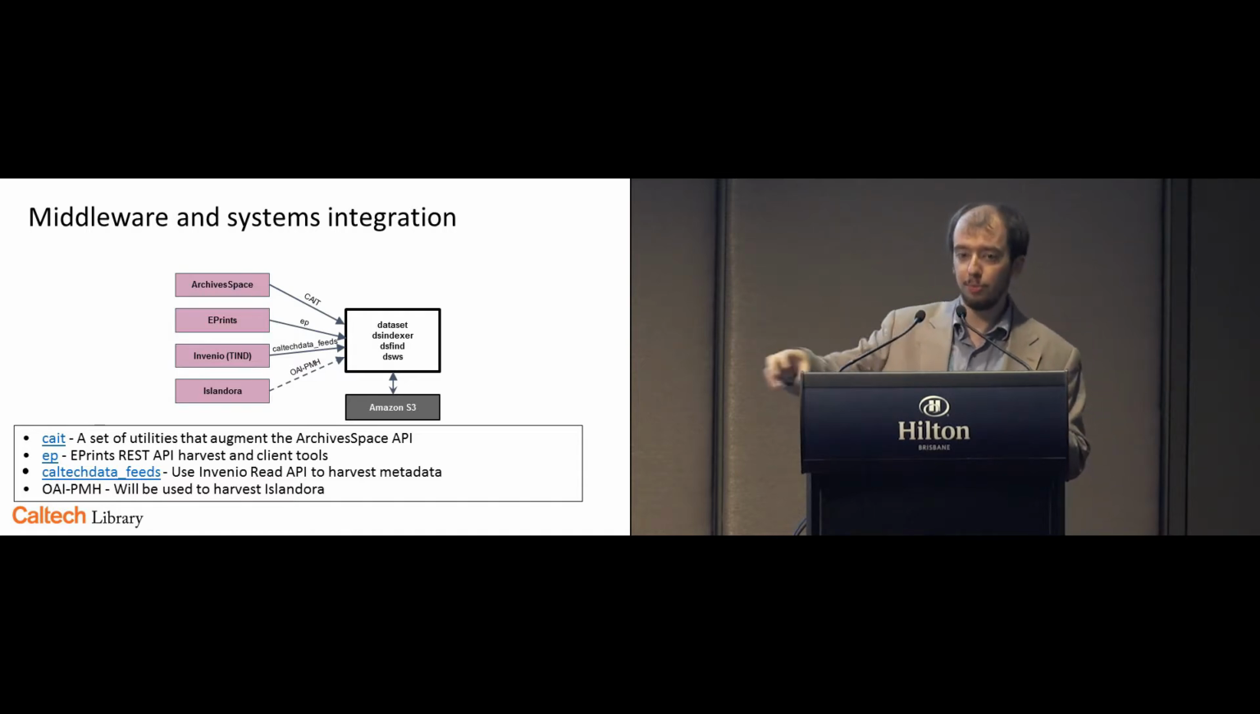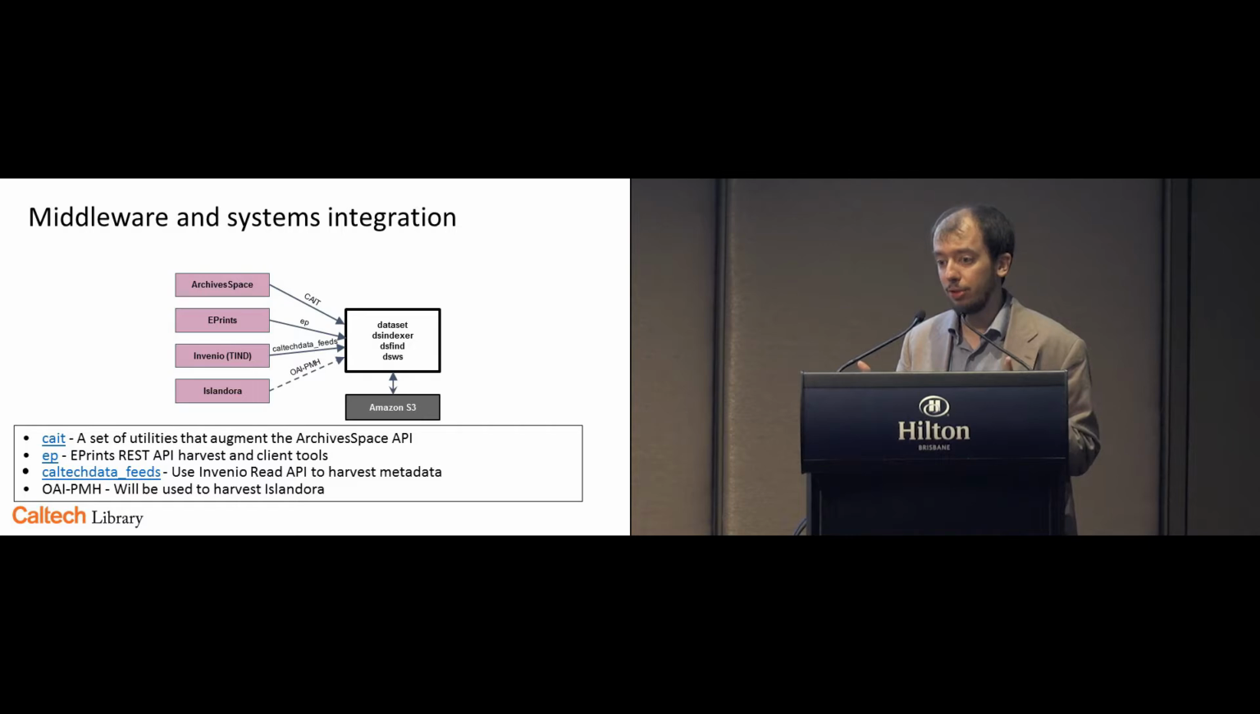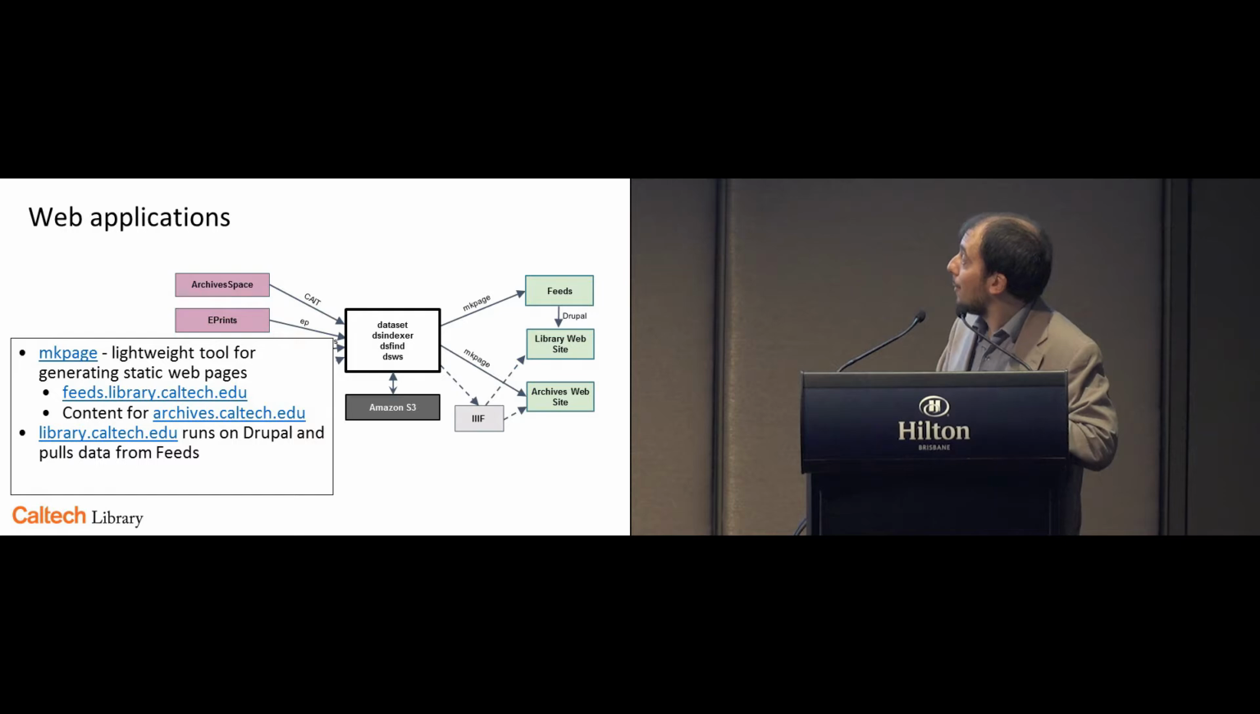So basically, we're harvesting all this metadata out, and we're storing it on what is effectively S3. So it's a very, very lightweight system for effectively managing the metadata. What we can do with that. Oh, and we're going to be doing the same thing for our Islandora using OAI-PMH. So in this diagram, everything that I have with a solid line is code that exists. Everything with a dashed line is stuff that's in the plan.